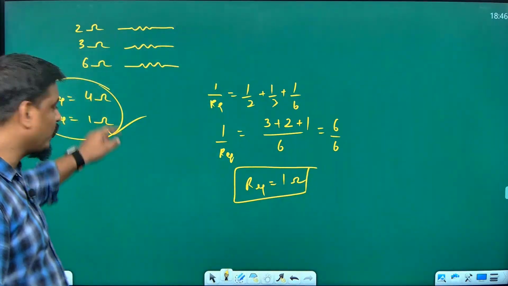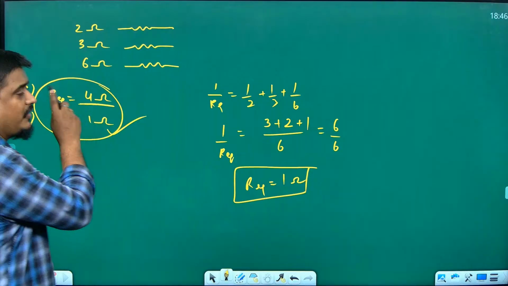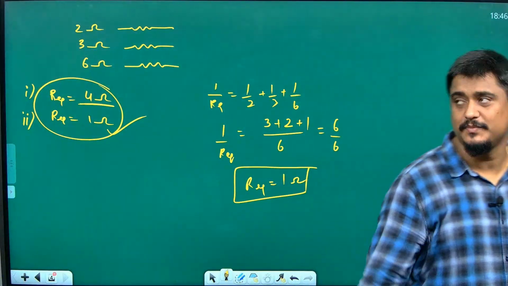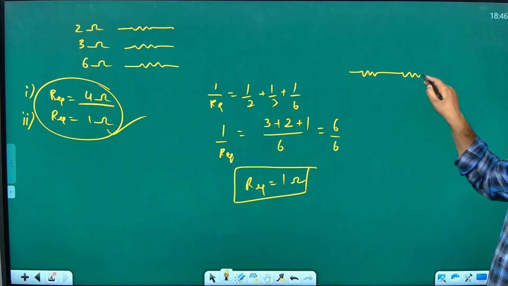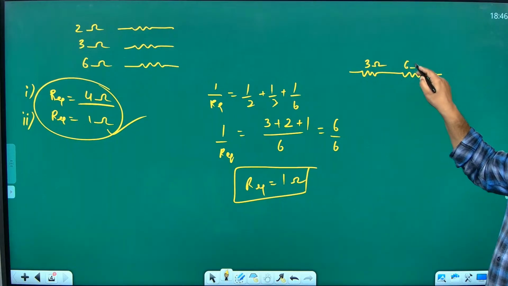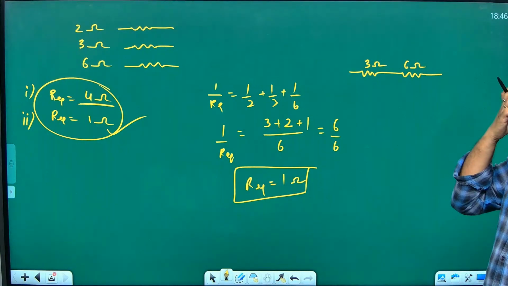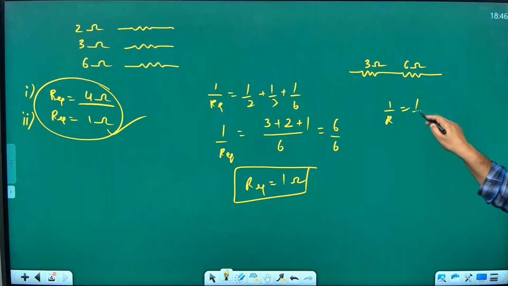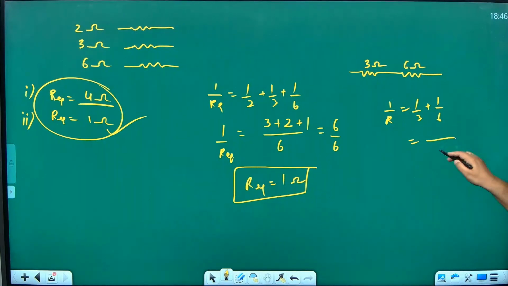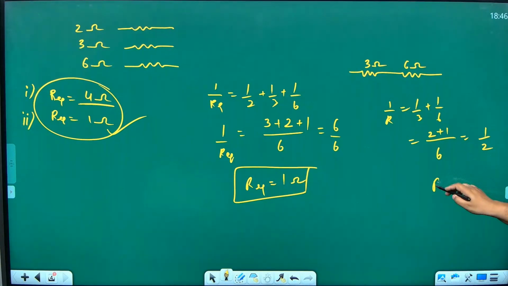Anybody could get the answer for this 4 ohm? Sir, we have to connect 3 ohm and 6 ohm in series, sir. Then? Sir, then 1 by R1 will be equal to 1 by 2. Okay. So 1 by R will become equal to 1 by 3 plus 1 by 6, which will give me 6. It will become 2 plus 1, which will give me 1 by 2. So R becomes 2. Then we have to add the 2 ohm and this with series. You should not do like that, man. You should connect together always.